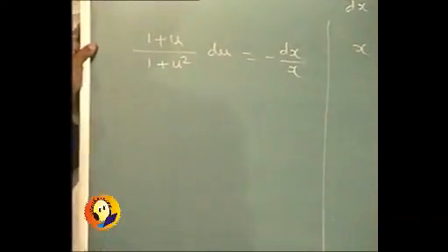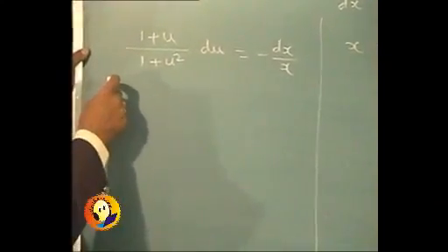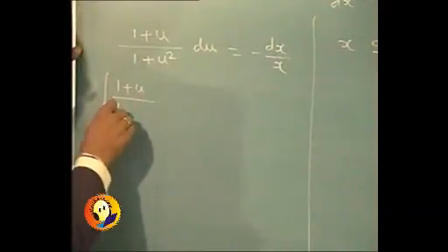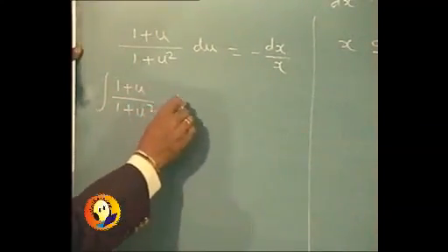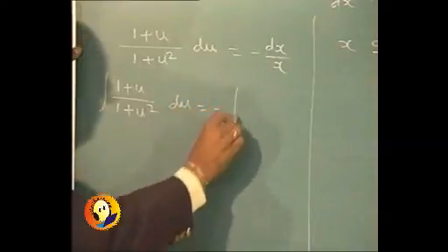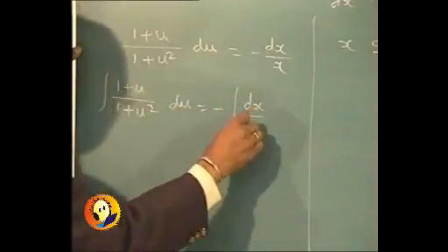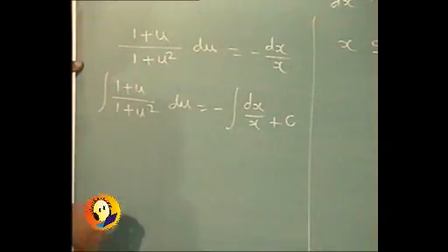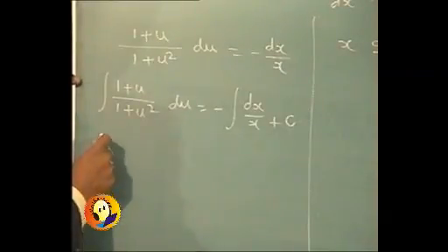Being variable separable, we can directly proceed with the integration. So it will be integral (1 plus u) upon (1 plus u square) du equal to minus integral dx upon x plus constant of integration. The left hand side we cannot integrate as it is. We will separate out the terms.